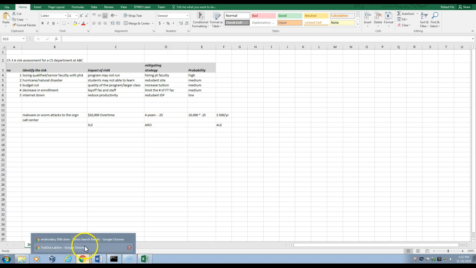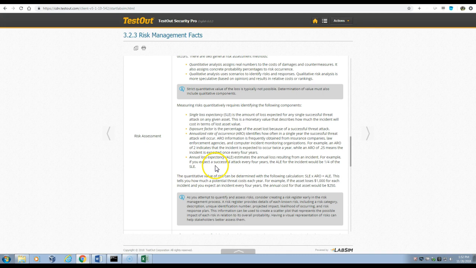The next term that we need to know is called annualized loss expectancy. That is the annual loss resulting from the incident. For example, if you expect a successful attack every 4 years, then the annualized loss expectancy of the incident would be 1/4 of the SLE, right?